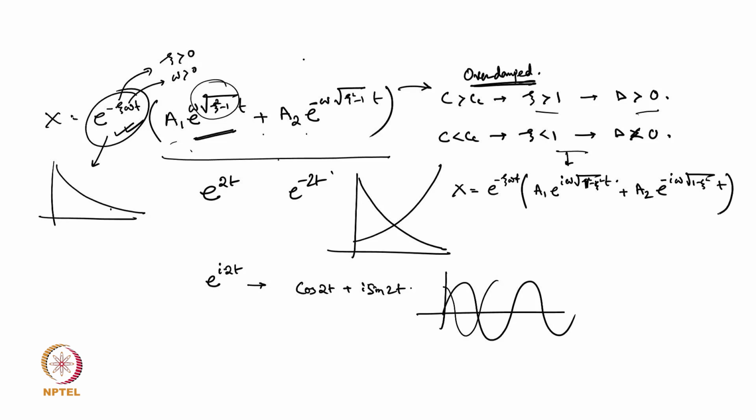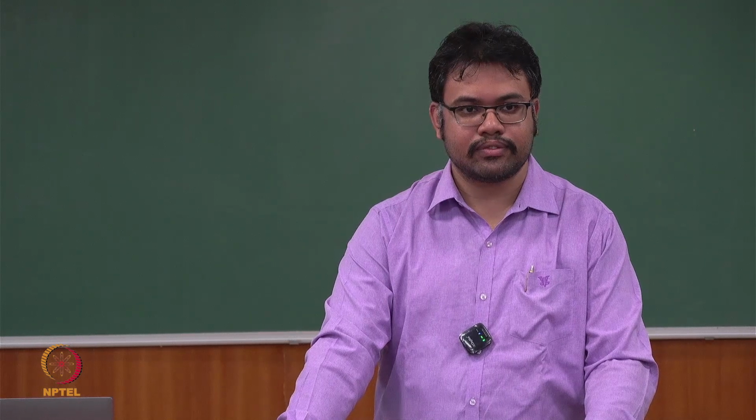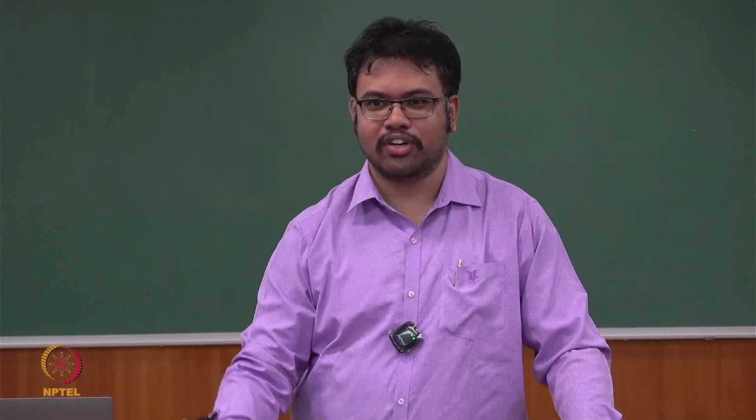Now if I assume that omega into root of 1 minus xi square is equal to omega d, the damped natural frequency, what can I write? e to the power of minus xi omega t into a1 e to the power of i omega d t plus a2 e to the power of minus i omega d t. Okay, can I do that? I just substituted, it's not a big deal.